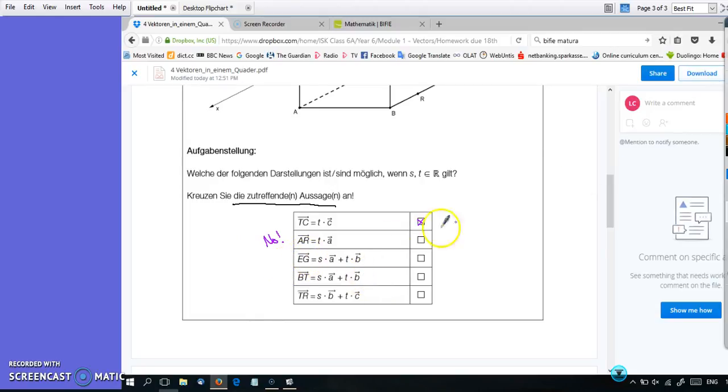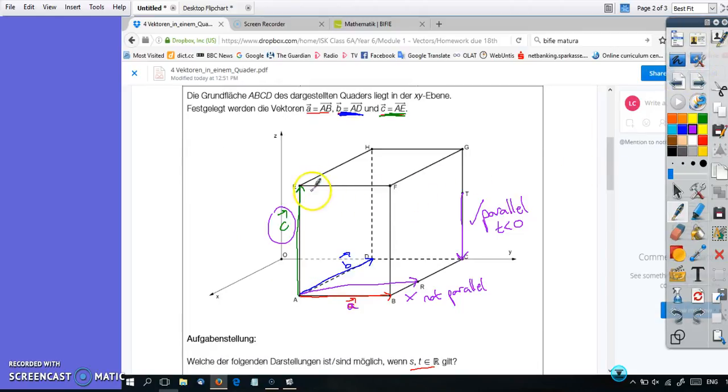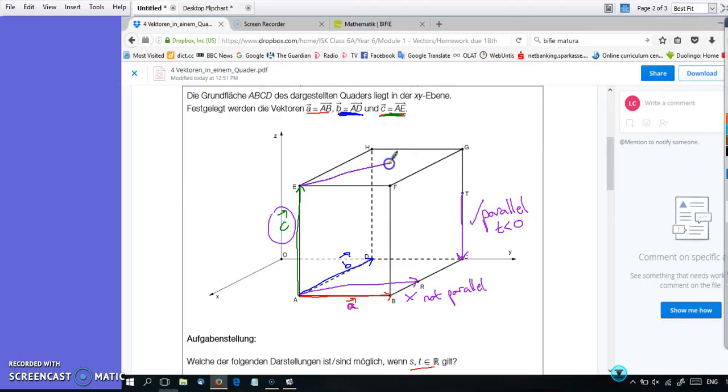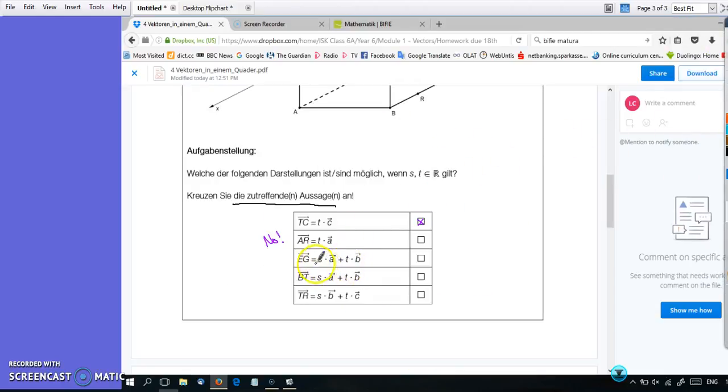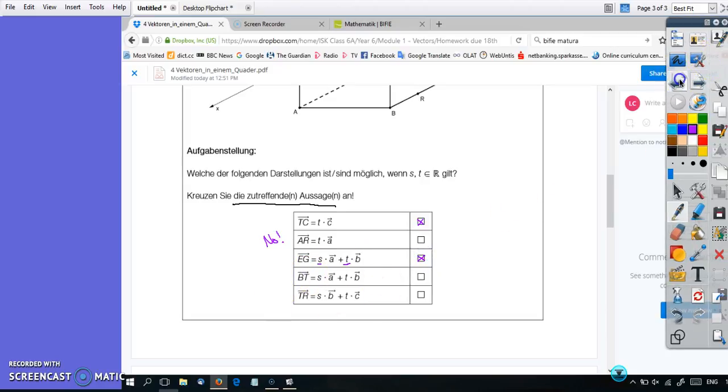What about then E to G that we're interested in? Where does E to G go? E to G goes across here. So to get from E to G, we could go via F or via H, using the parallelogram rule that we covered in the geometric representation of addition of vectors. So we could take b plus a or a plus b, which is the same. So, yes, this works for when s and t are 1. So that's fine.